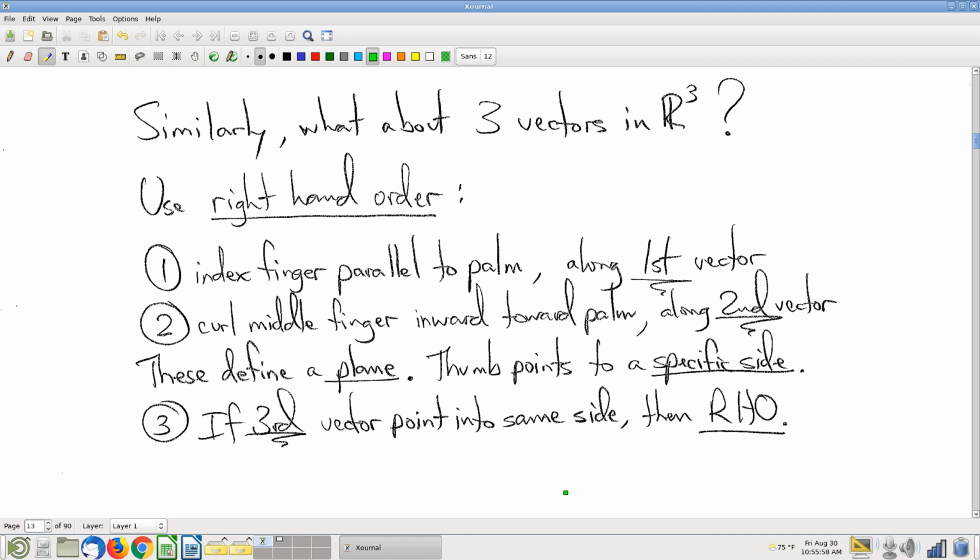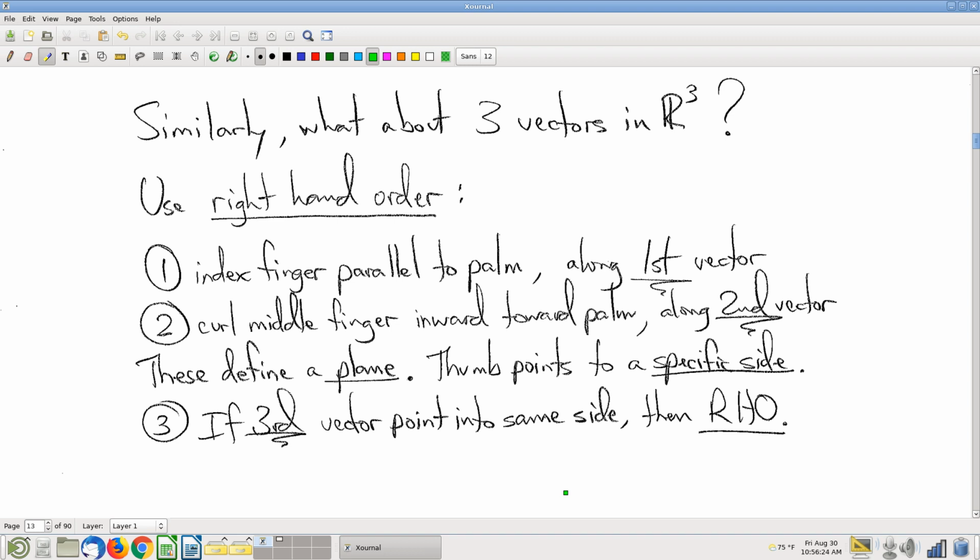Right, remember, first vector, second vector. All right, so I don't hold your index finger like this because now I can't get my middle finger to point that way. So you've got to rotate it around as necessary to get your middle finger to go toward the direction of the second vector. Okay, your thumb of your right hand then points on a well-defined side of the plane, right?